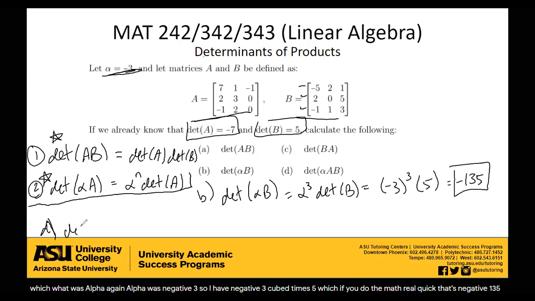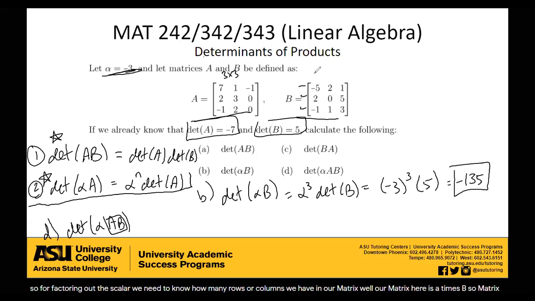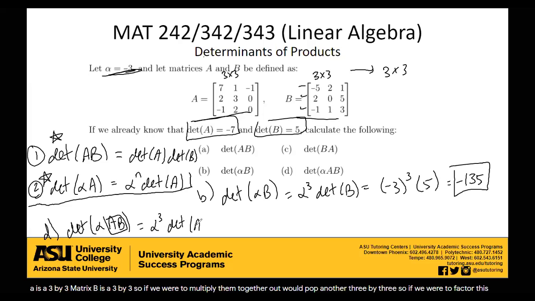And then my last one, part D. We have the determinant of alpha times AB. First, let's factor out the alpha, the scalar. If we're factoring out the scalar, we need to know how many rows or columns we have in our matrix. Our matrix here is A times B. Matrix A is a 3 by 3, matrix B is a 3 by 3. If we multiply them together, out would pop another 3 by 3. So if we factor this alpha out, we'd really have to factor out an alpha cubed times the determinant of AB.